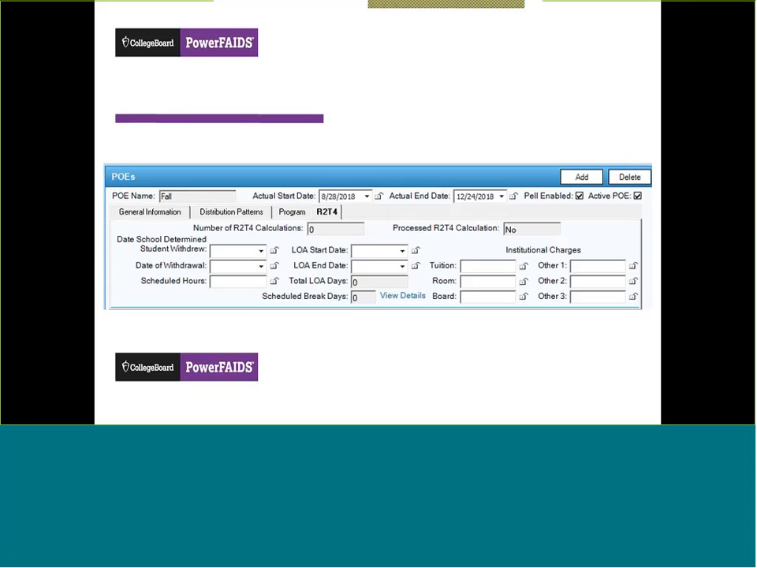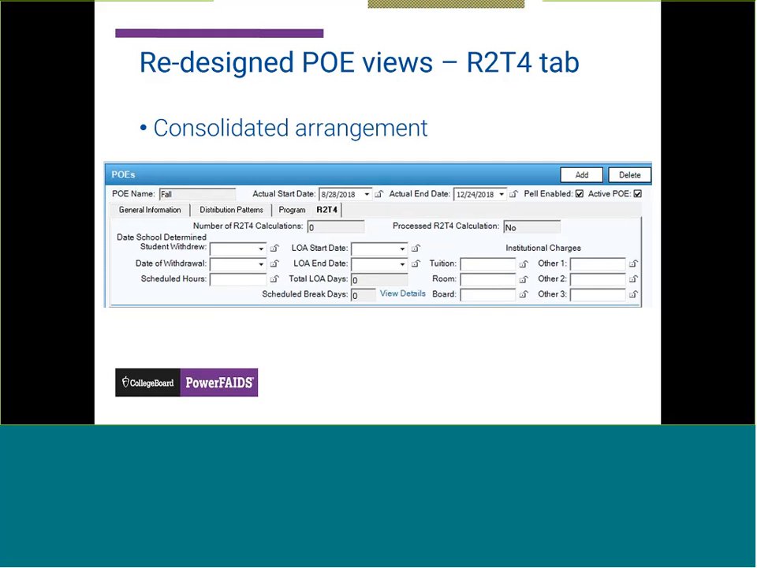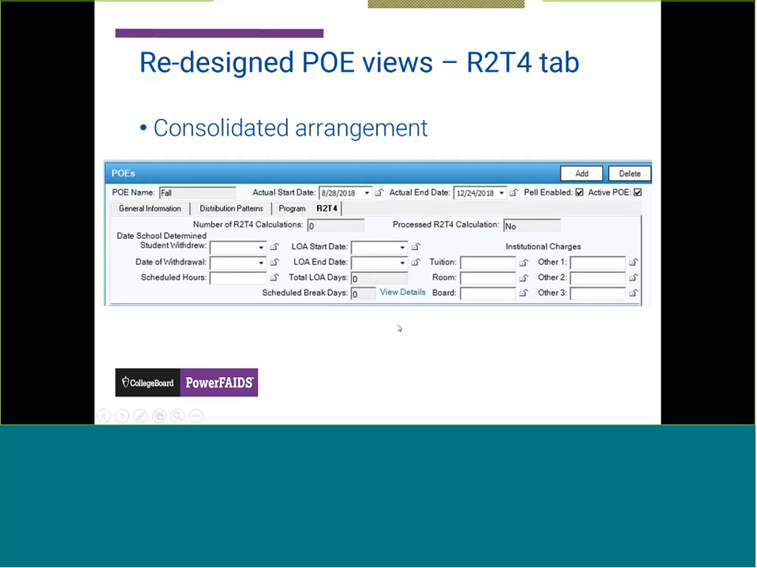And our next slide. This 4th tab is where you're going to find all of the R2T4, the Return to Title IV payment data. This tab functions like it did before. It is more consolidated than you're used to seeing, more data in a smaller space. So it's all the data is there, it's just arranged differently. And if you do have a scheduled break on that particular POE, you can click on the View Details and it will take you to those details of the scheduled break.